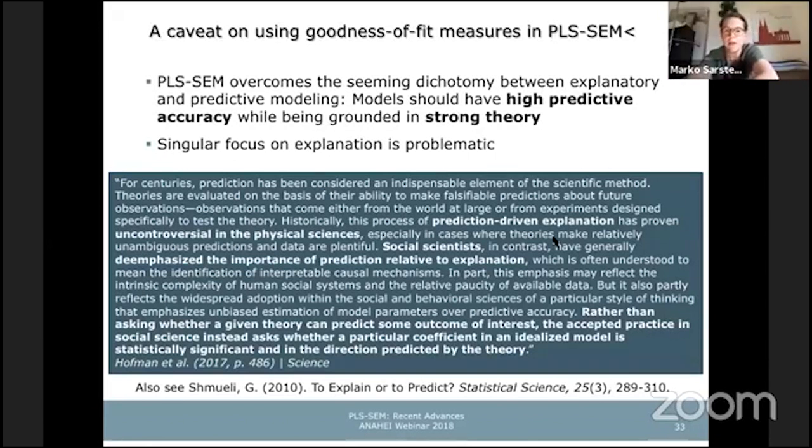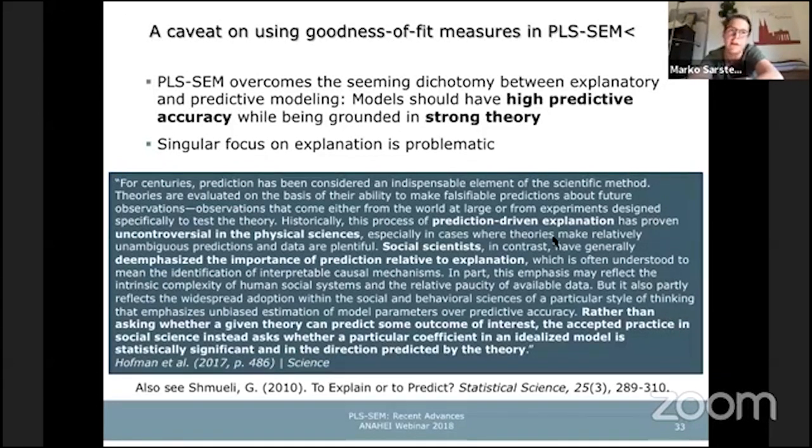The reason is that PLS has actually been designed as a causal predictive method. So what you want is a model which fits the data well, not perfectly, but well, and also does a reasonably good job in predicting the dependent variables. If we strongly advocate the use of goodness of fit indices, we go the same route as CBSEM, where fit is everything. We start tweaking the models until they fit, until we squeeze the data and the model until they confess.